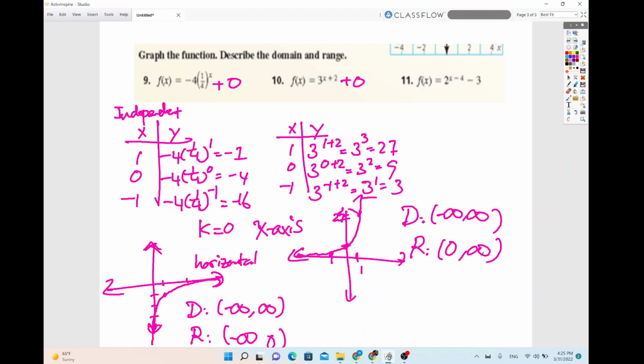Okay, so number 11, that's something you guys can try. This one shows the value of k, so that means k is negative 3. So negative 3 would be the horizontal asymptote.